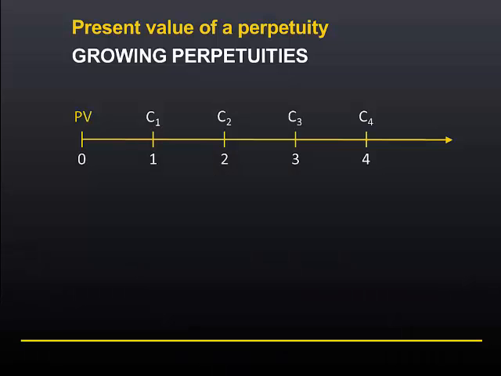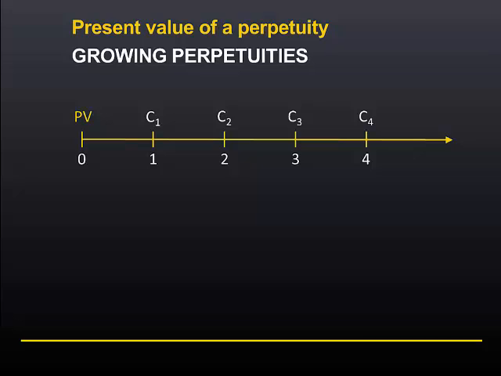The other thing we need to talk about in this module is something called a growing perpetuity. Notice in this diagram that each cash flow has a different subscript to denote which year it occurs: C1, C2, C3, etc. If those cash flows are completely different, then there is no practical way of calculating the present value.